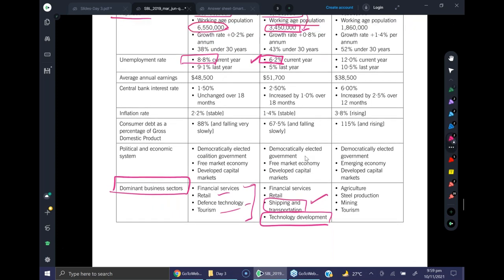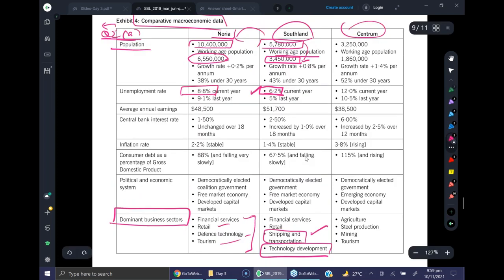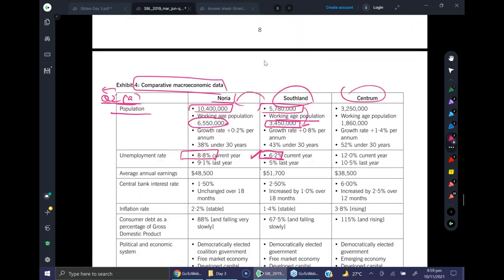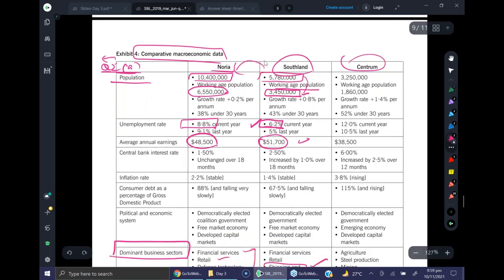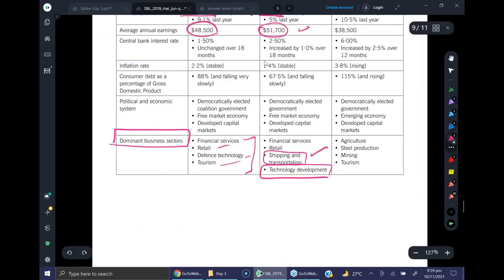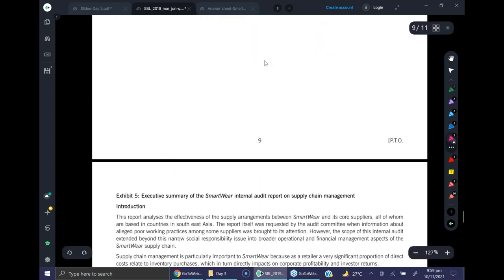Annual earnings are high. Yes, that too. Annual earnings in Southland are higher than Noria. So people are spending more money. Hence, we are earning more in Southland than in our home country. So it's a straight comparison. But what the examiner is looking for is a little explanation of your points.